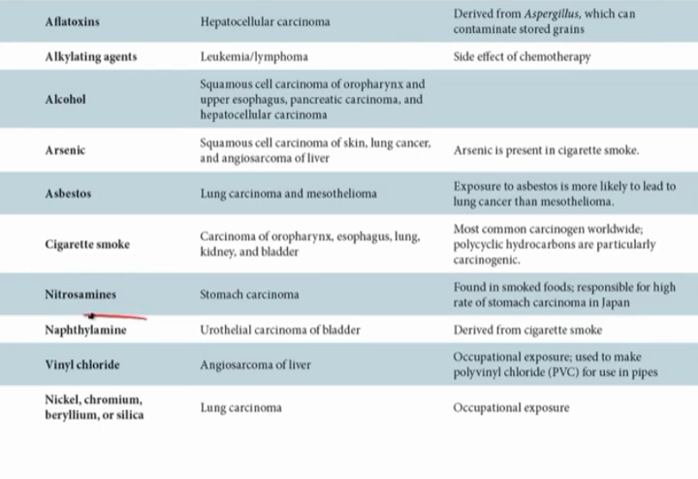Naphthylamine is associated with urothelial carcinoma of the bladder, and it's also a derivative of cigarette smoke. So again, the same concept here, and that is that cigarette smoke contains multiple carcinogenic agents, not each of which, but the key ones of which you should be familiar with: polycyclic hydrocarbons, particularly carcinogenic, arsenic, and creating squamous cell carcinoma of the lung, and then naphthylamines related to urothelial carcinoma of the bladder.